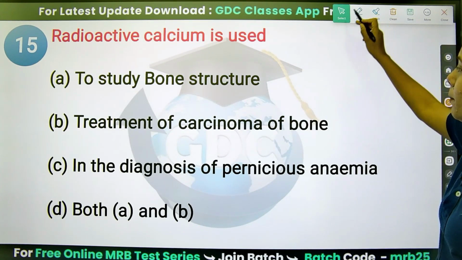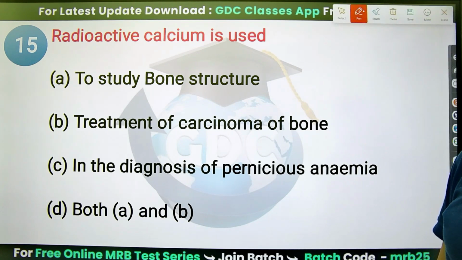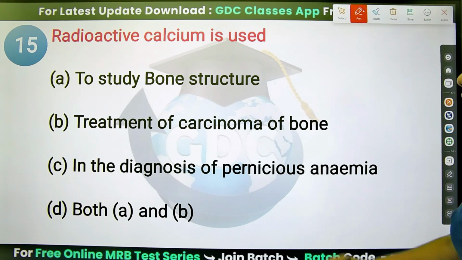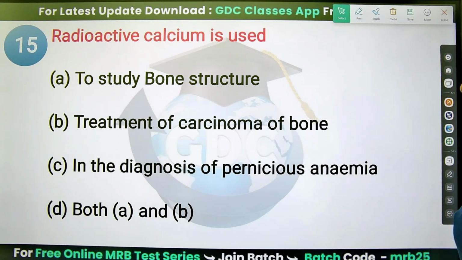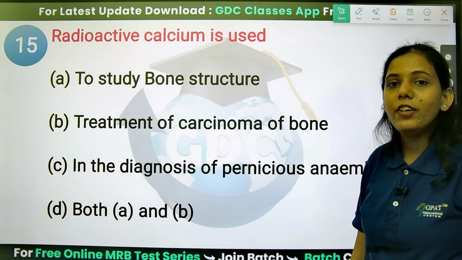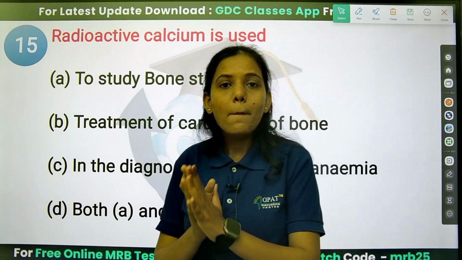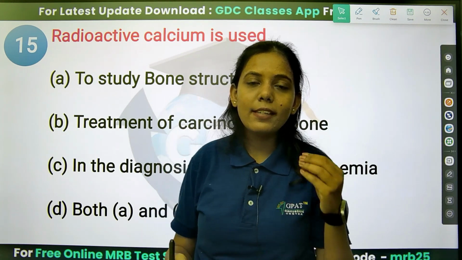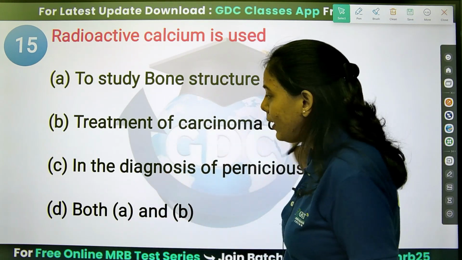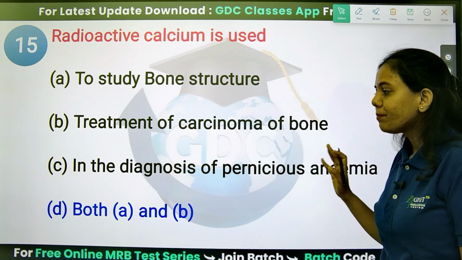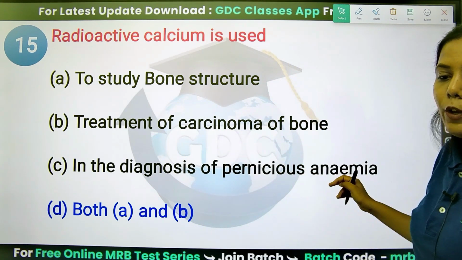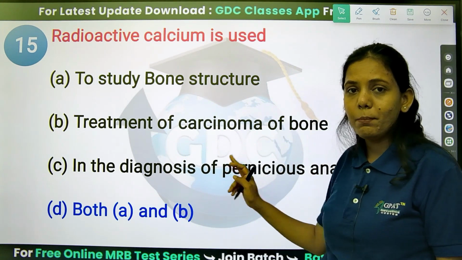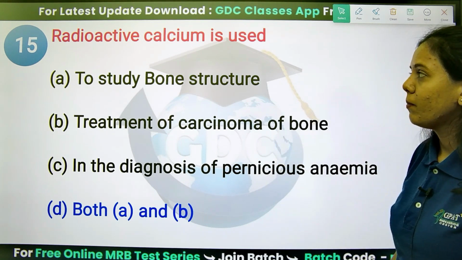Radioactive calcium is used, as we have seen, to study bone structure, in the treatment of carcinoma of bone, and in the diagnosis of pernicious anemia. We know that in the diagnosis of pernicious anemia we use cyanocobalamin, that is vitamin B12, whereas for bone structure and carcinoma of bone we use radioactive calcium. So both A and B is the right answer.